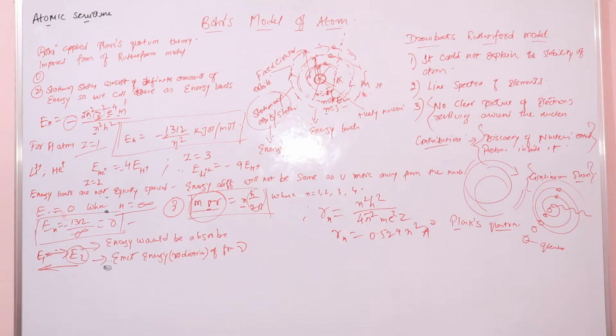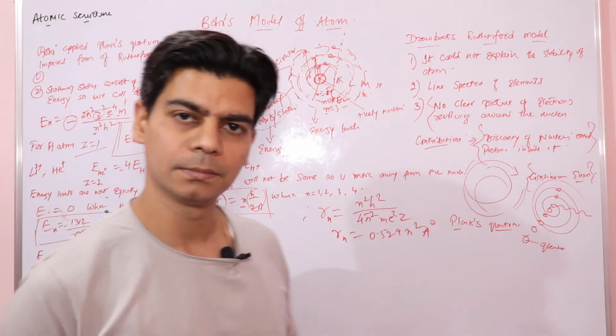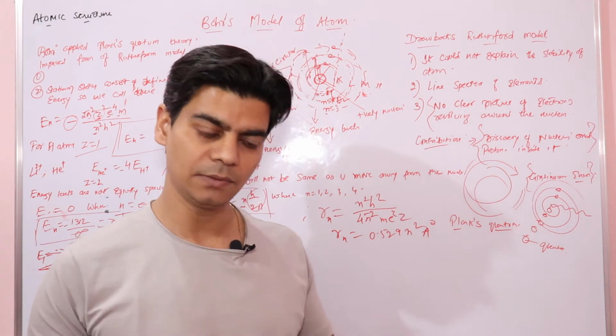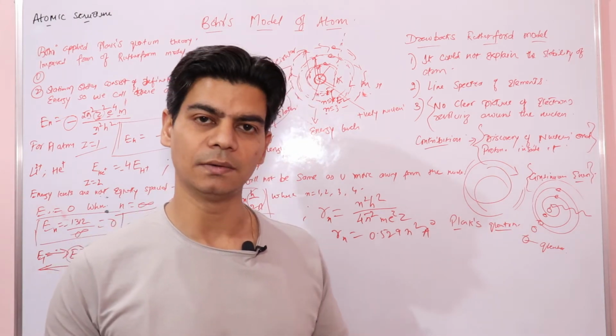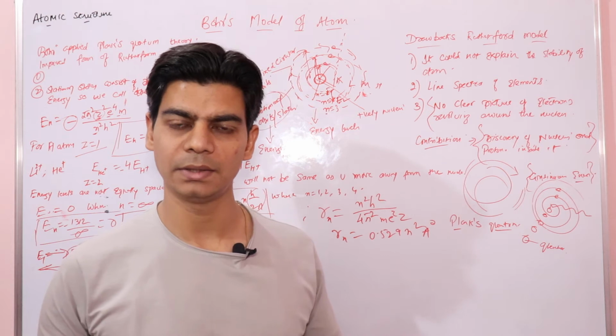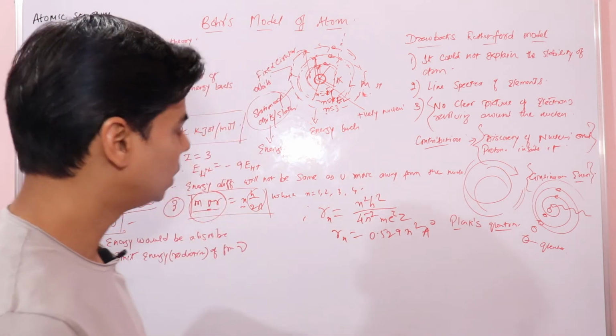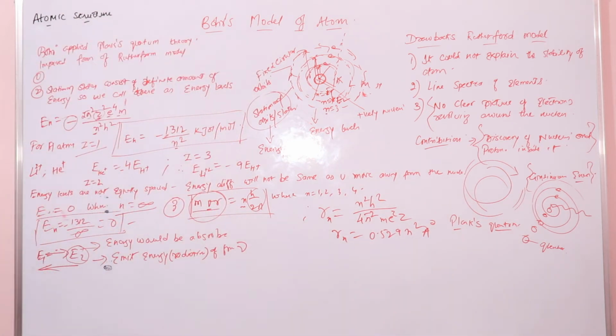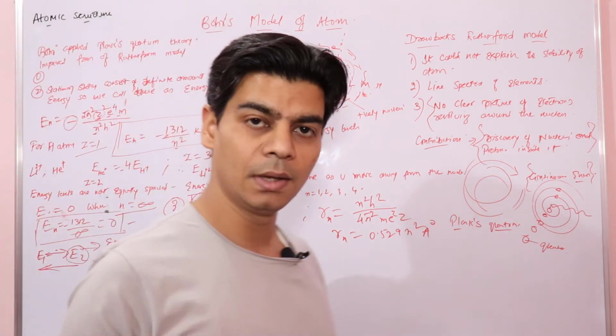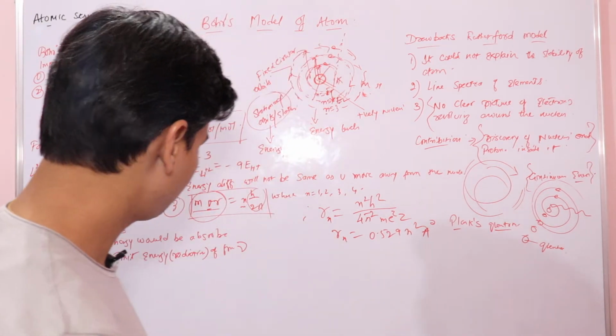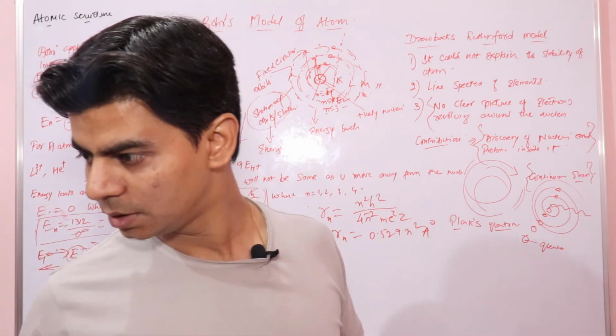So the amount of energy that is absorbed or emitted when an electron transitions from one energy level to another would be equal to, we know, E is equal to h nu, which is the energy associated with this quanta. Let me just quickly rub this.